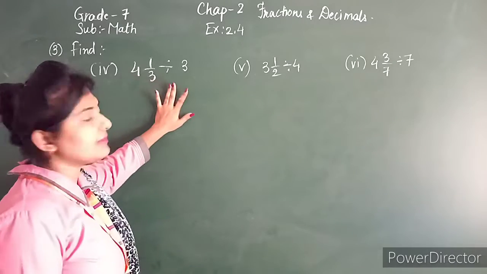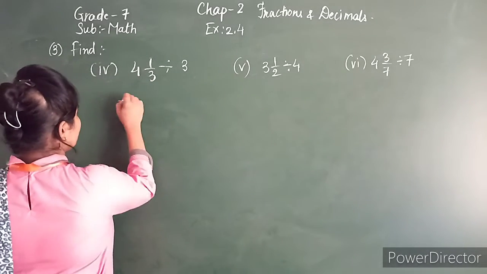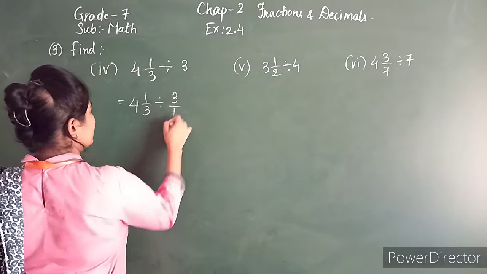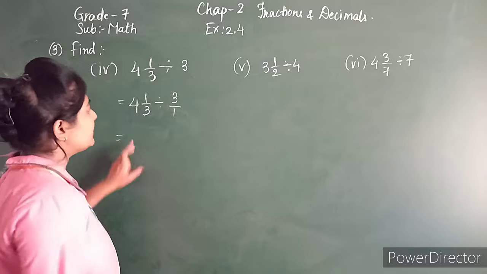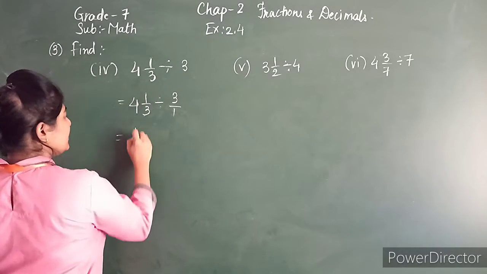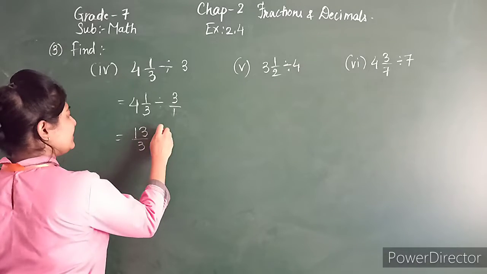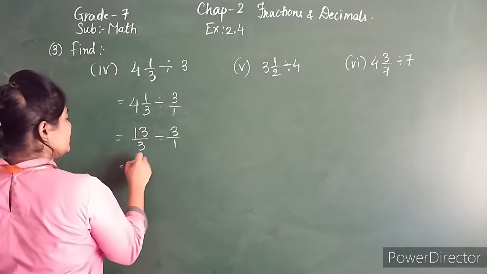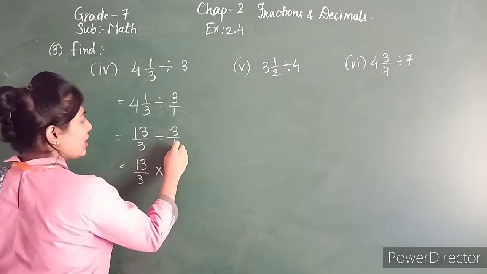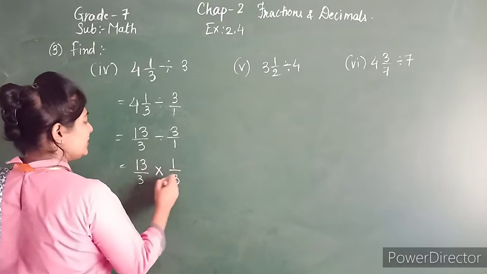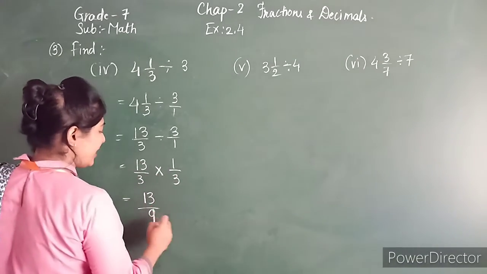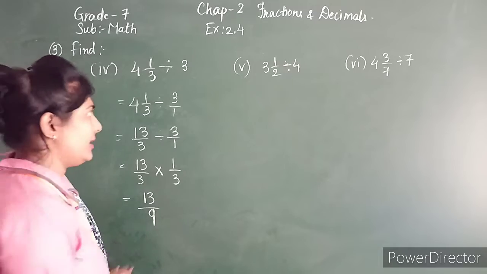Now 4 1 by 3 divided by 3. So here 4 1 by 3 divided by 3 upon 1. So here this number is given in a mixed fraction form, so we have to convert this. So 3 fours are 12 plus 1 is 13 upon 3 divided by 3 upon 1. So if we change this sign over here, it is 1 upon 3. So 13 ones are 13 and 3 threes are 9. So the answer is 13 upon 9.